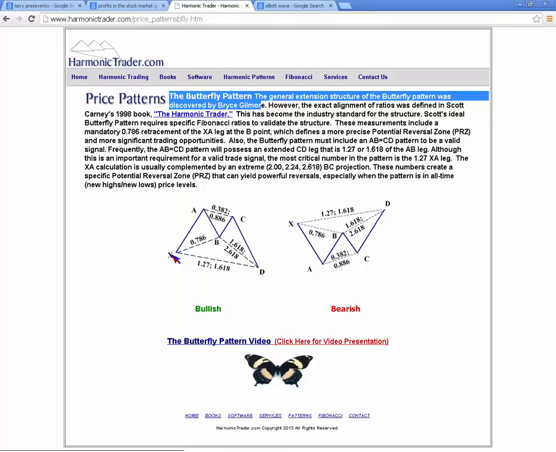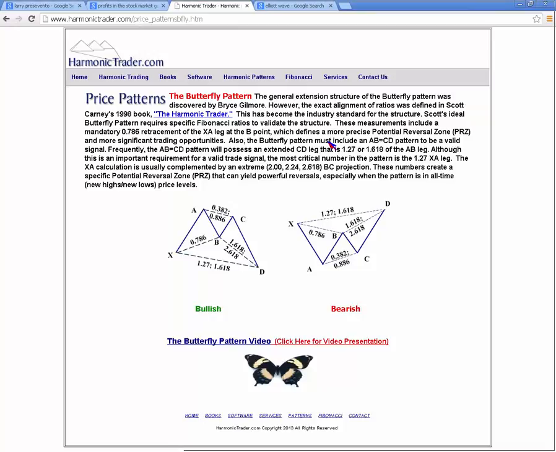So the butterfly works where you have your X as a low, A as a high, B is your 786, C is your 382 to 886, and then your C to D and your X to A. So you've got your C to D leg and your X to A, 127 to 1618. The actual number here is a 127 extension. Bryce and Scott had changed it. There were some changes to the original, and it had a little bit of an error on it.